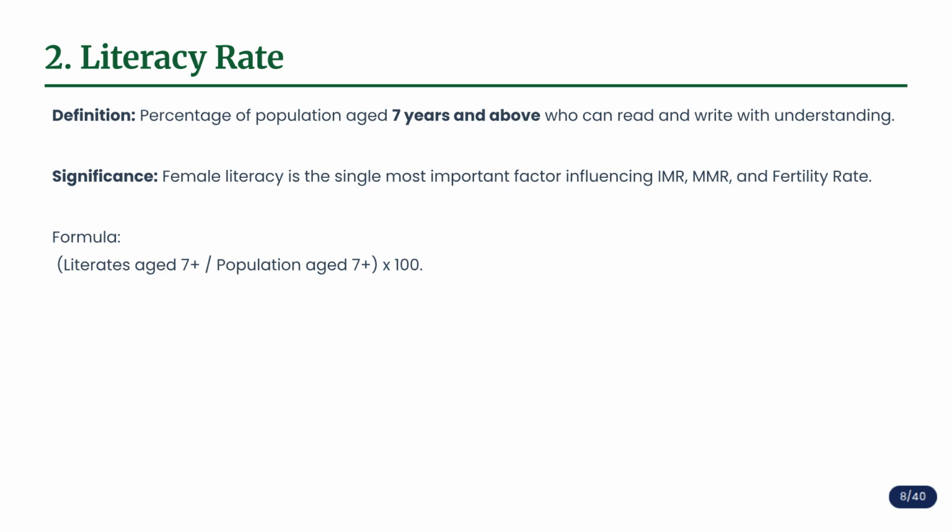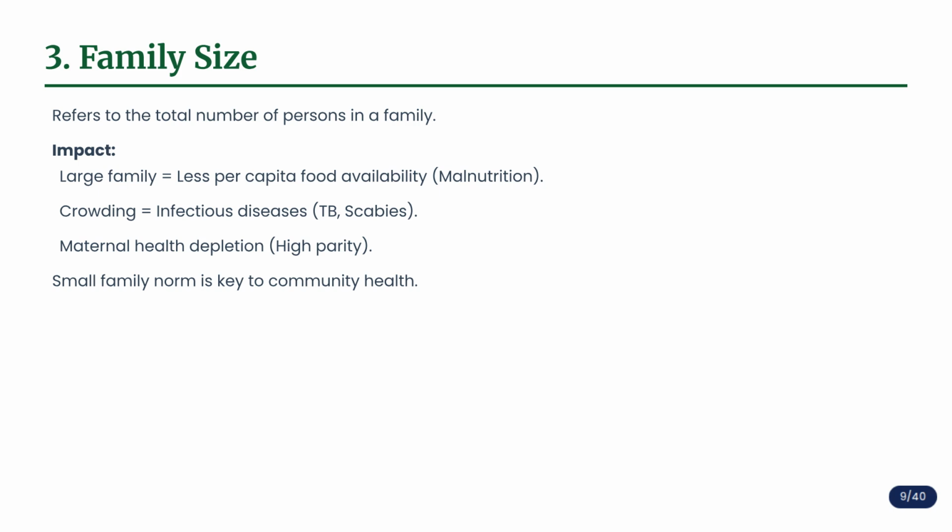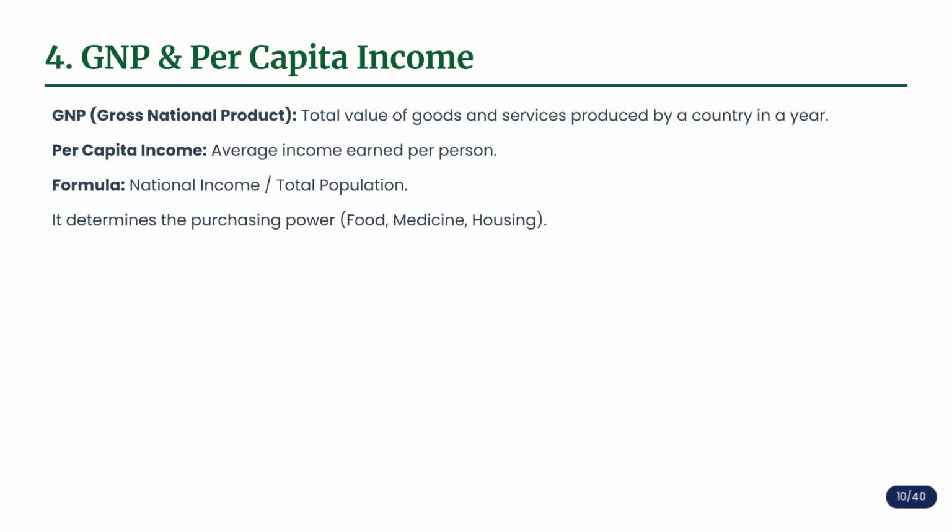The literacy rate is the percentage of the population aged 7 and above who can read and write with understanding. Female literacy is especially significant, as it strongly influences IMR, MMR, and fertility rates. Family size refers to the total number of persons in a family. A small family norm is crucial for community health, as large families can lead to malnutrition, crowding, and increased infectious diseases. GNP is the total value of goods and services produced by a country in a year. Per capita income, calculated as national income divided by total population, determines purchasing power for essentials like food and medicine.